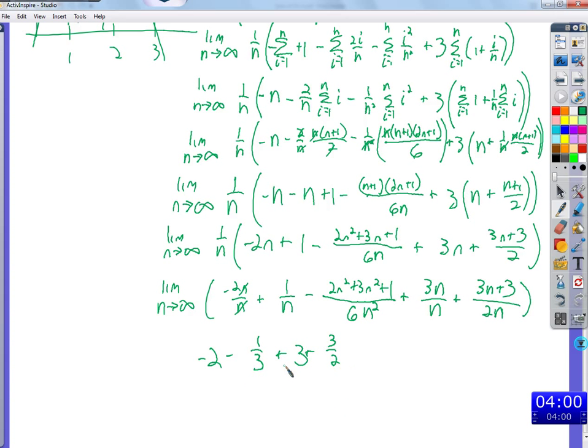So we have a common denominator of 6. So this is 12/6 minus 2/6 and plus 18/6, plus 9/6. Okay, so negative 12/6 minus 2/6, negative 14/6 plus 18/6 is 4/6 plus 9/6 is 13/6. Okay.